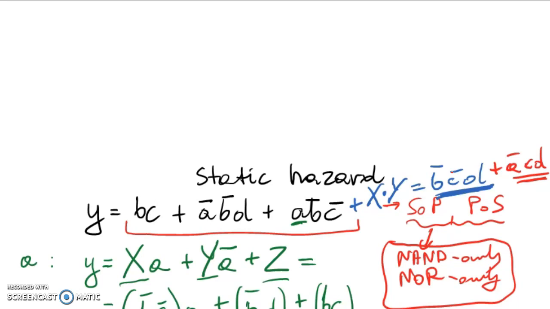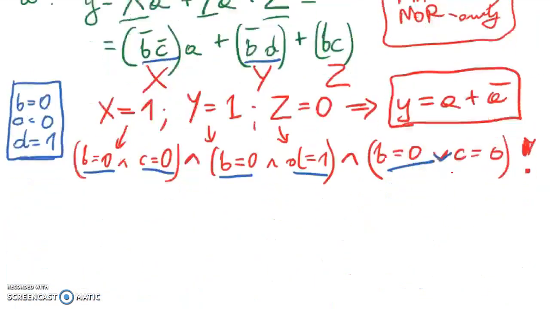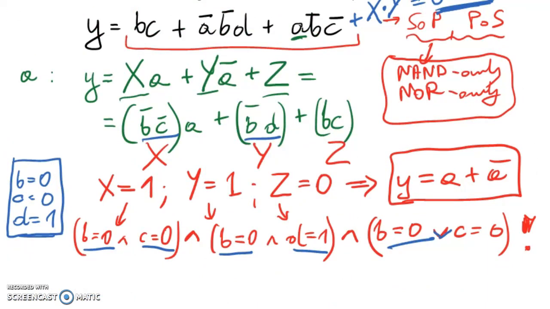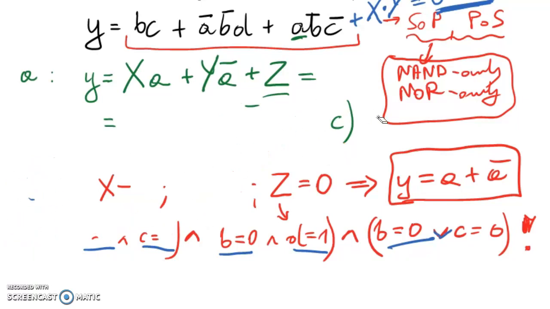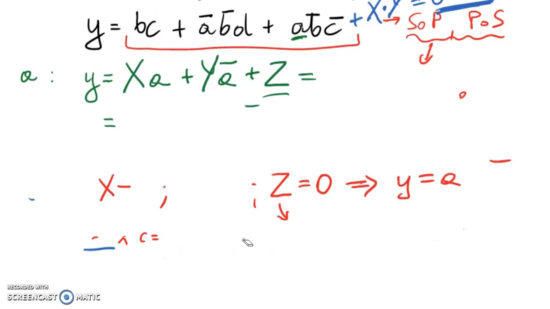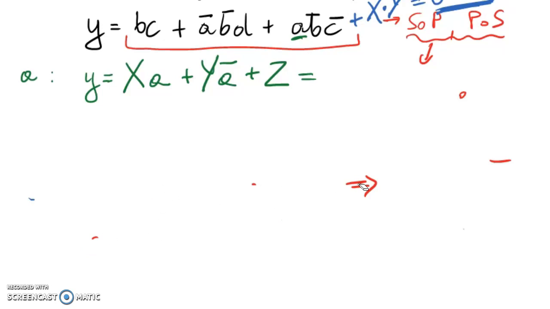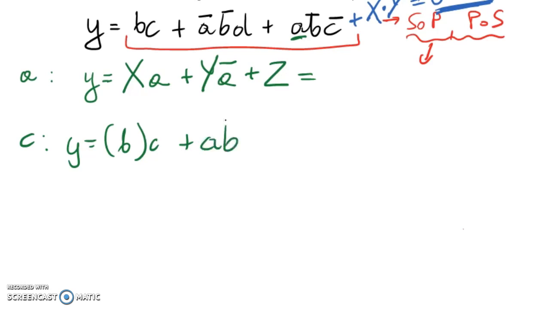What about C and D? Okay. Now with respect to C, you've got B, Y is equal to B times C plus not A, not B, times not C plus not A, not B, D.